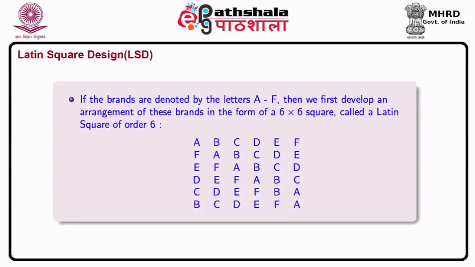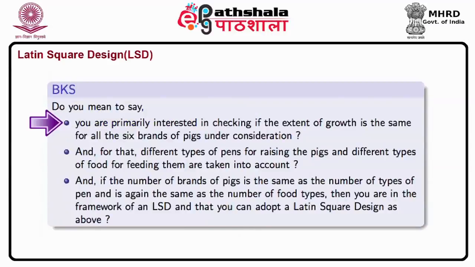So you are saying this is a Latin square of order 6. Yes, sir. Would you explain what is the meaning of Latin square? I think you mean to say that all these letters come exactly once in every row and exactly once in every column. Yes, that is what is happening. Okay. So do you mean to say you are primarily interested in checking if the extent of growth is the same for all the 6 brands of pigs under consideration? And for that, different types of pens for raising the pigs and different types of food for feeding them are taken into account. Yes, sir.